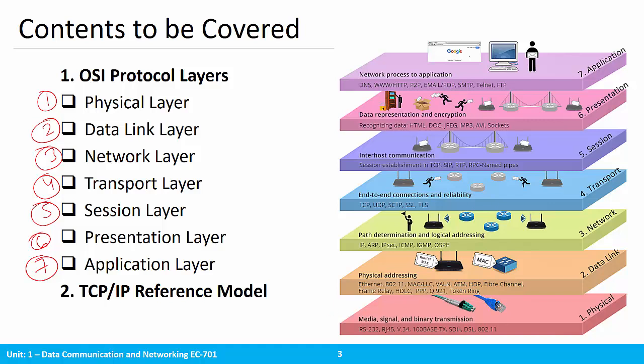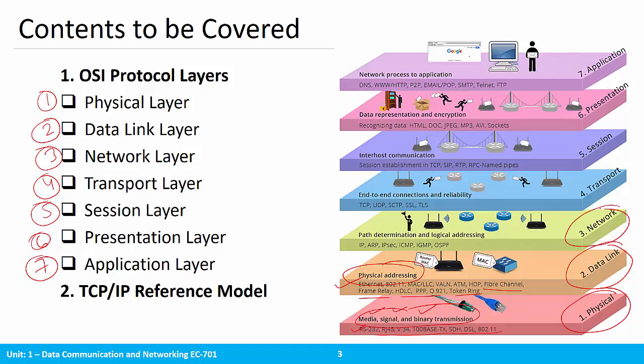So as you can see, if we are talking about the first layer, that is the physical layer, it basically deals with the transmission of the media, signal, or the binary digits, right? And these are the different standards or protocols which we are using in the physical layer. We'll see one by one what all these things mean. Similarly, the data link layer is responsible for physical addressing of the hardware, and if we are talking about the protocols, then Ethernet 802.11, fiber channel, frame relay, and so many things are there, right?